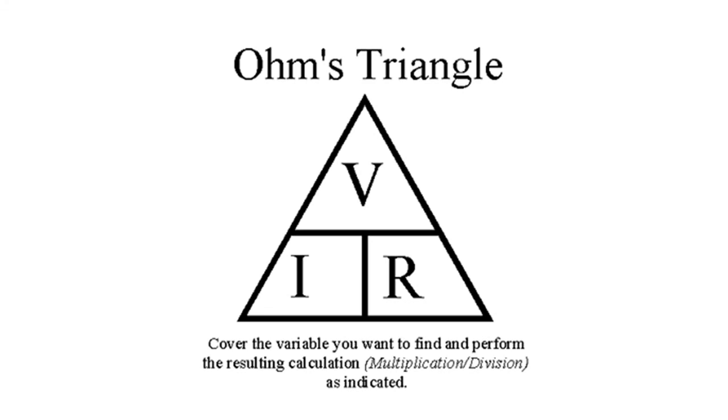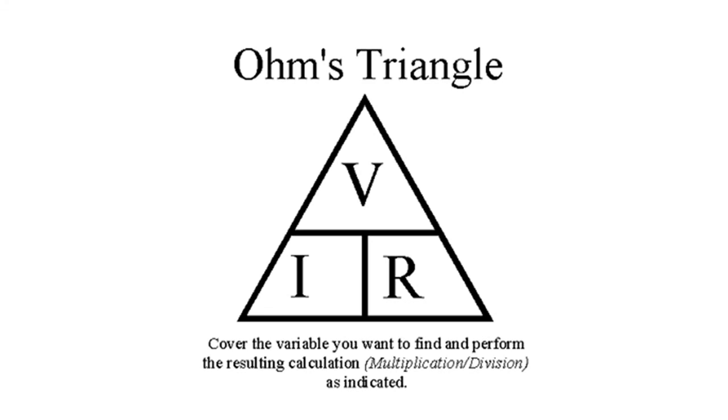Lastly, this is Ohm's triangle. The V stands for voltage, the R stands for resistance, that's obvious, but the I stands for current. The reason for that is because C is being used for something else. So I is current, so don't get confused by that in the future.